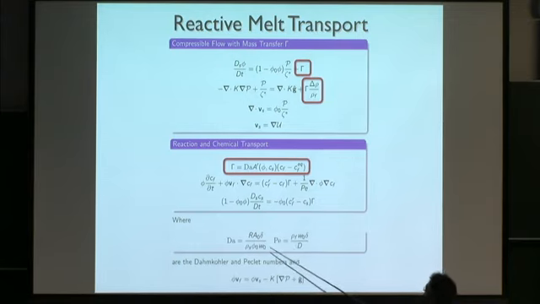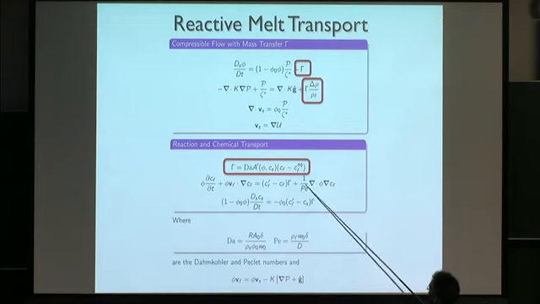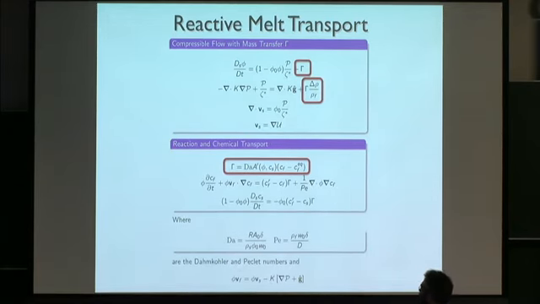And the important parameters here are the Dam-Kohler number, which is basically how reactive it is, the reaction time divided by basically how fast you're moving the material through flux. And I'm allowing a little bit of diffusion in the liquid, and that's controlled by a Peclet number. And the flux is, again, dependent on the compaction pressure.